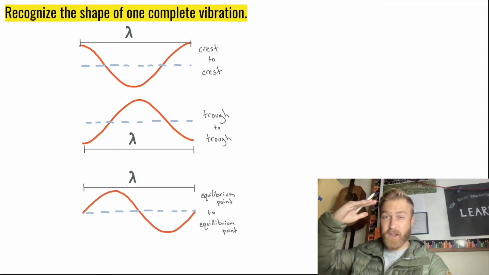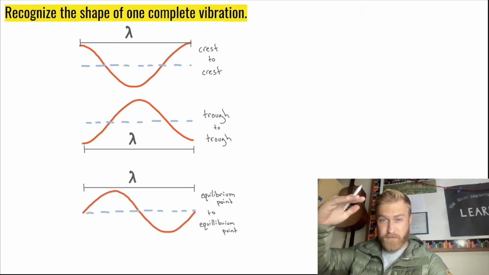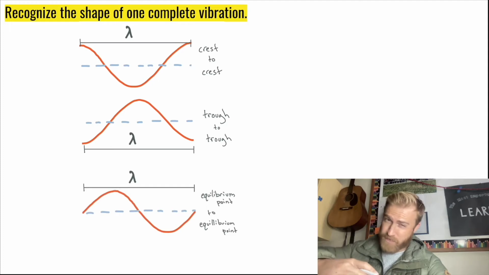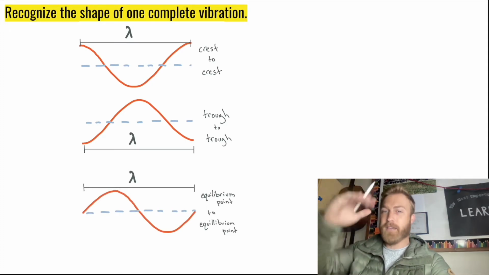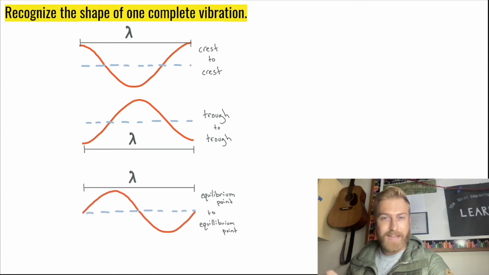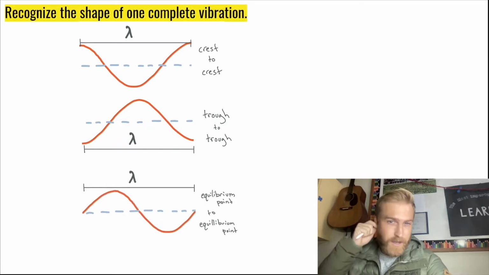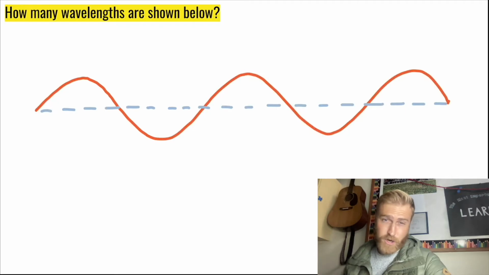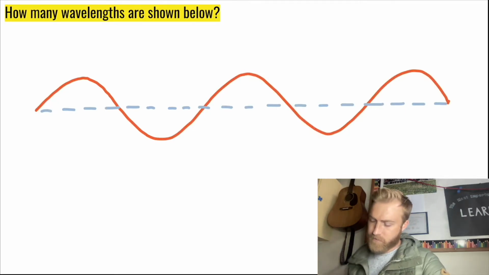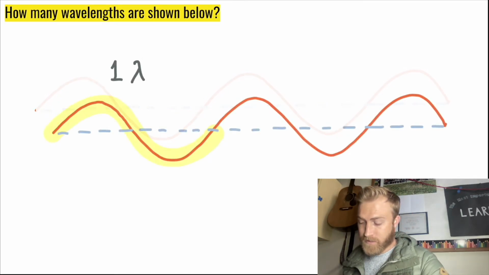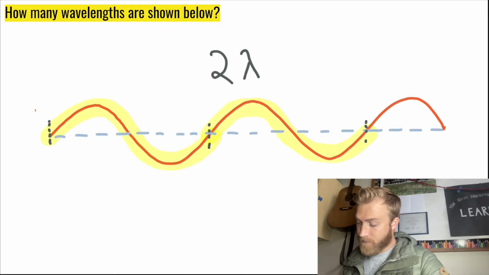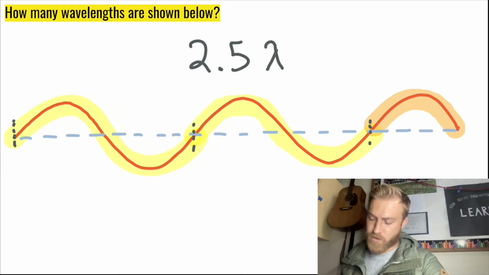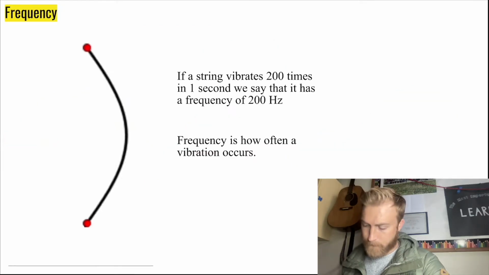You have to go from the starting point of your vibration to where the maximum of your vibration point is, all the way back to your original starting point. It has to be a cycle, an oscillation. Okay, so how many wavelengths are shown below? So look at that waveform. I see 1, I see 2, 2.5. There's 2.5 wavelengths shown in that waveform.